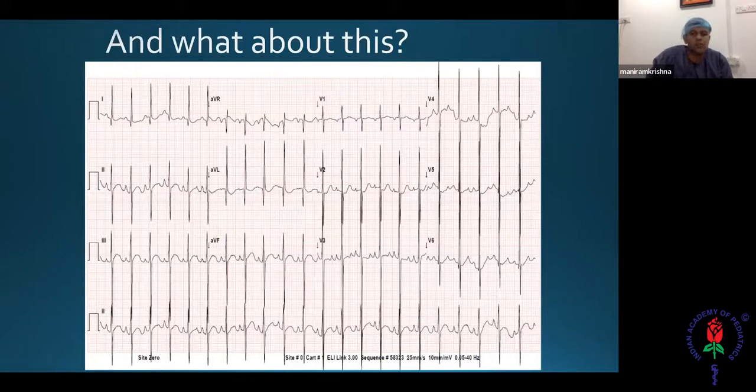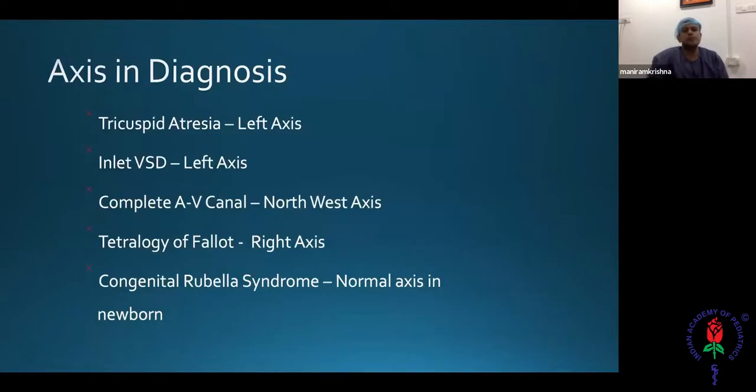So again, a newborn, but lead one is positive and AVF is negative, which is left axis deviation. And as I said, left axis deviation, doesn't matter what age they are, newborn, adolescent, young child, it is abnormal and needs cardiac evaluation. And especially in a neonate, it's grossly abnormal and you need to get it evaluated as soon as possible. Now, how does axis help in diagnosis?